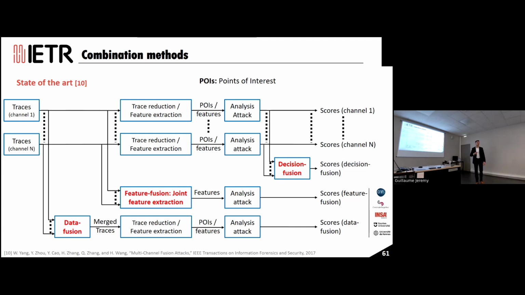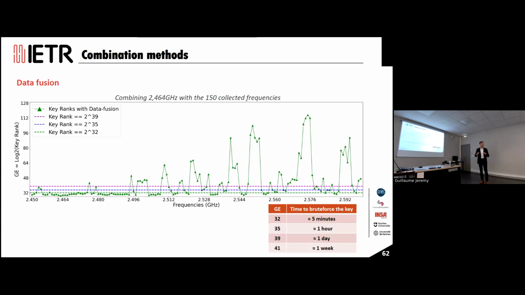In our experiment, we did not use a feature extraction method. So we did not try feature fusion, but we tried and compared decision fusion and data fusion in order to observe which of these methods fits the best in the case of the screaming channels. And we observed that decision fusion fits better than data fusion. Why? Because data fusion does not work at every frequency.